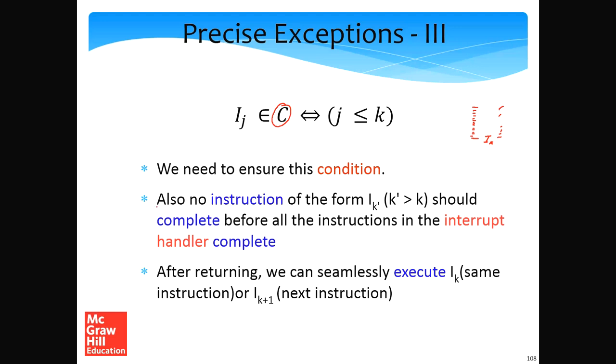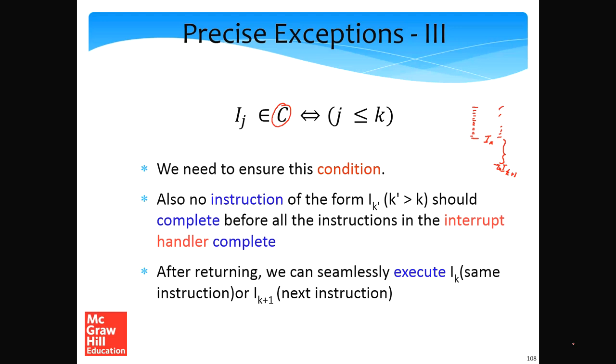In addition, we need to ensure one more condition, that no instruction of the form Ik dash, where k dash is greater than k, should complete before all the instructions in the interrupt handler complete. So if you consider Ik and Ik plus 1, between them, all the instructions in the interrupt handler have to complete. They have to completely finish. And only then will we start executing instruction Ik plus 1. Alright? Then after returning, we can seamlessly execute Ik, either the same instruction in some cases, especially when the execution of Ik was not correct, so it's required to execute it once again, or we need to execute Ik plus 1, which is the next instruction.